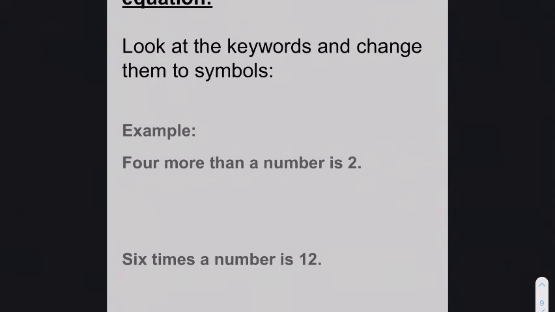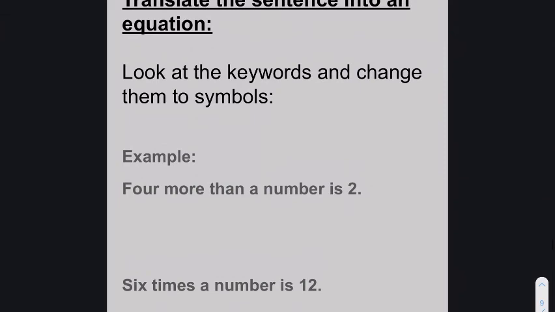Okay, for this next activity, we have to go the other way. Now we need to translate the sentence into an equation. So the instructions say, look at the keywords and change them to symbols. Here's our first example. 4 more than a number is 2. So let's turn this sentence into an equation.